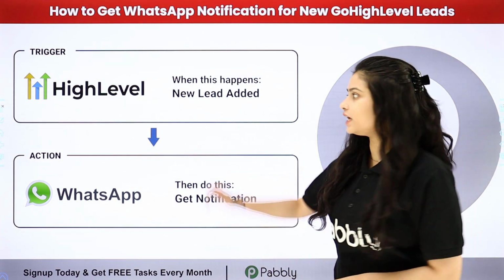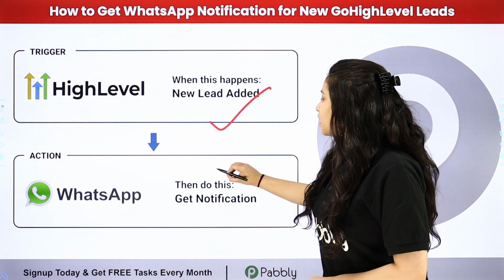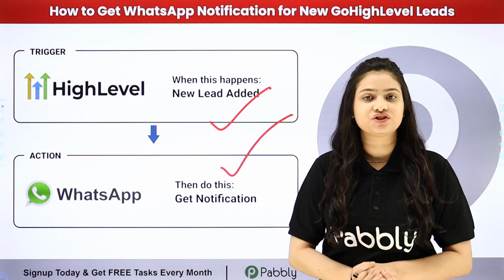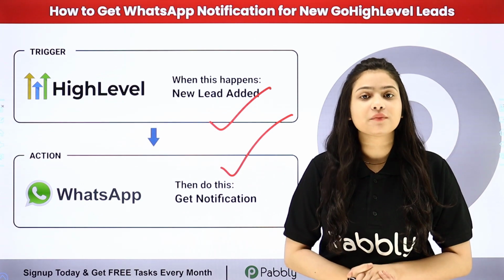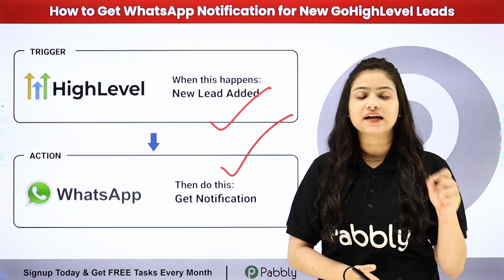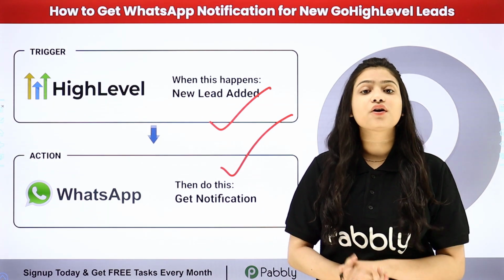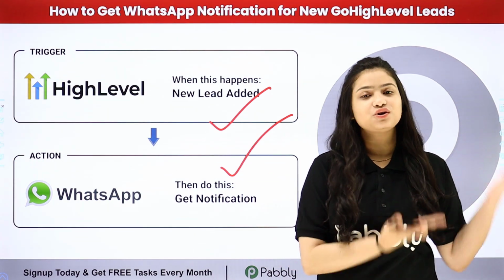So in trigger, we are going to take GoHighLevel CRM, and in action, I'm going to take WhatsApp Cloud API, with the help of which I'm going to receive WhatsApp notification each time. We are going to connect both of them in order to automate this entire process, and that too without any coding or programming skills with the help of Pabbly Connect. To learn this entire automation step by step, let me take you all to my screen.